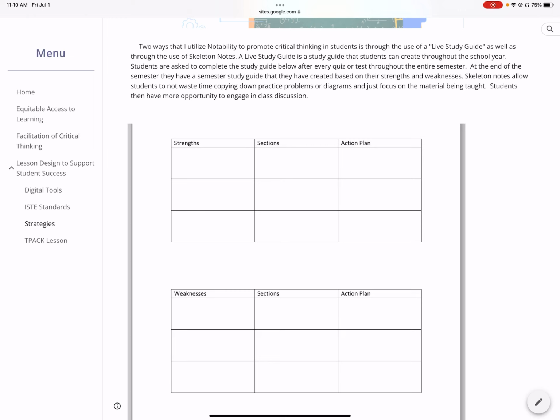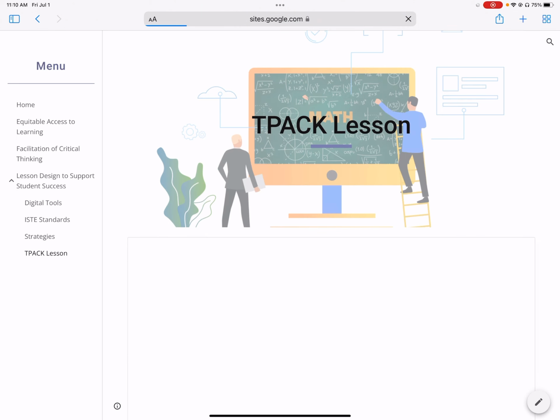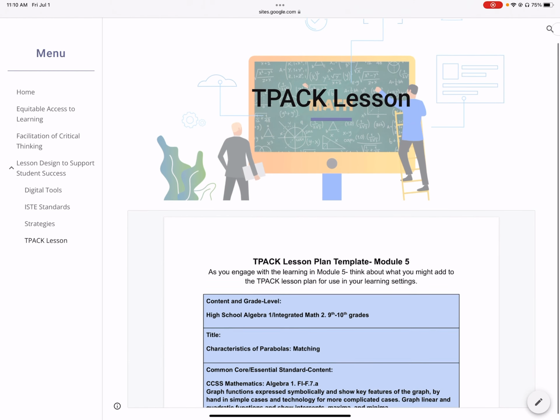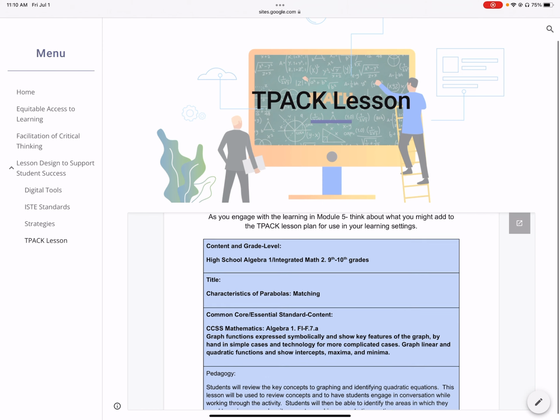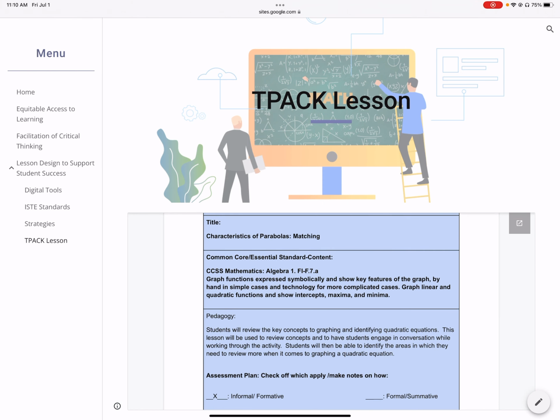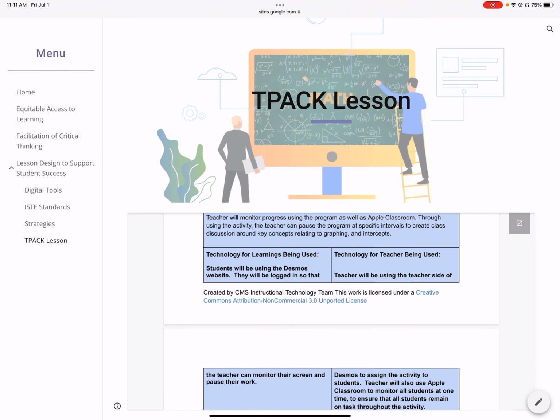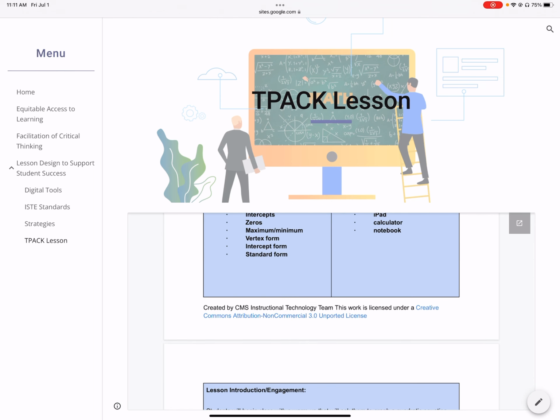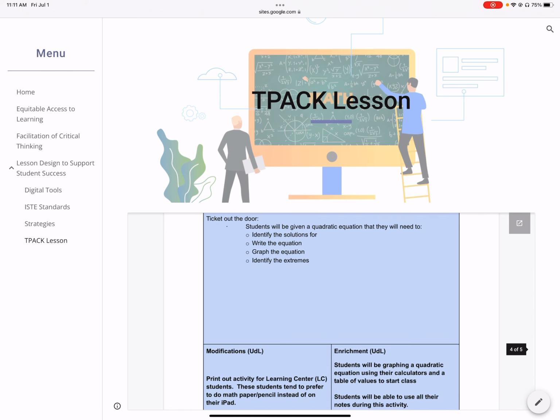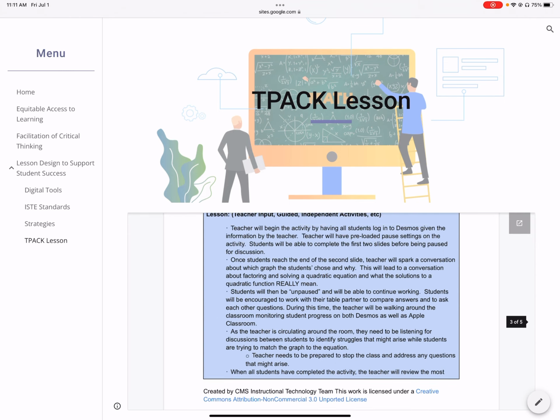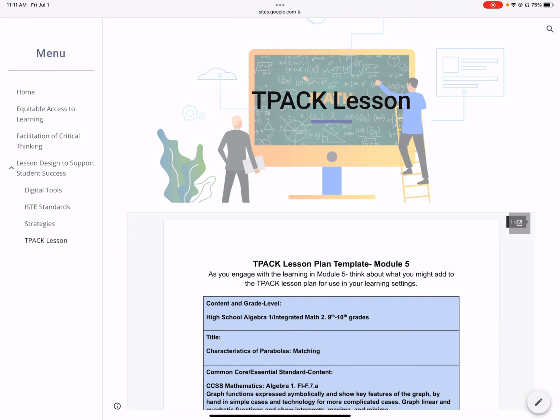So students really need to own their own learning and decide what they need to work on to better improve what they have done. I also have a link to my TPACK lesson plan over on this left-hand side. This lesson was about quadratic equations and the use of Desmos. I have made adjustments to it based on feedback. That is all going to be here in my linked lesson plan.